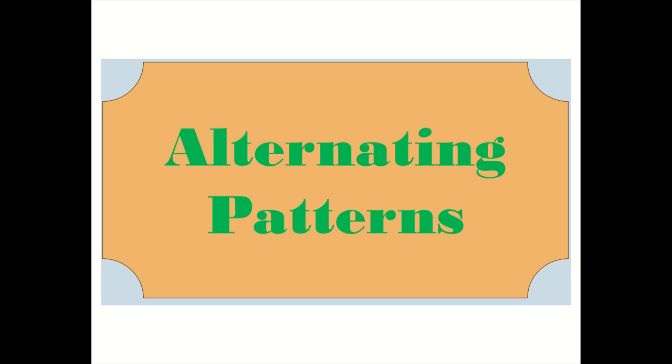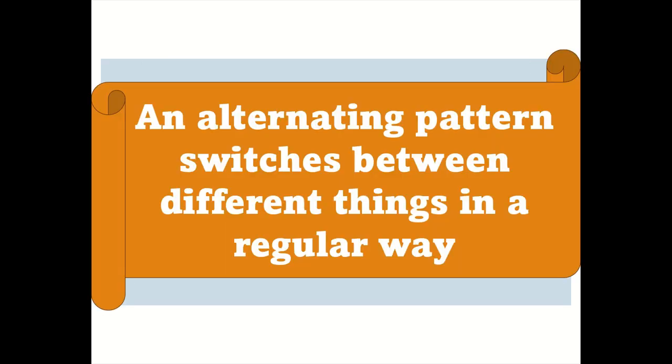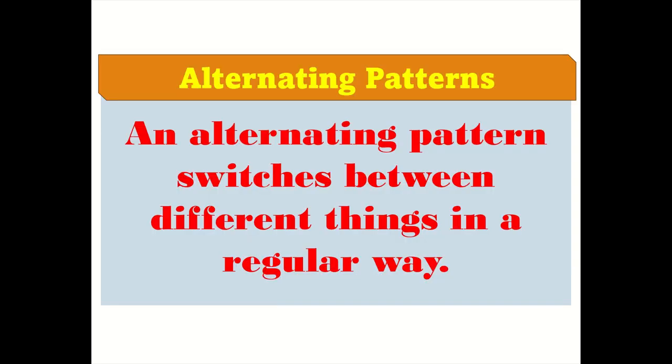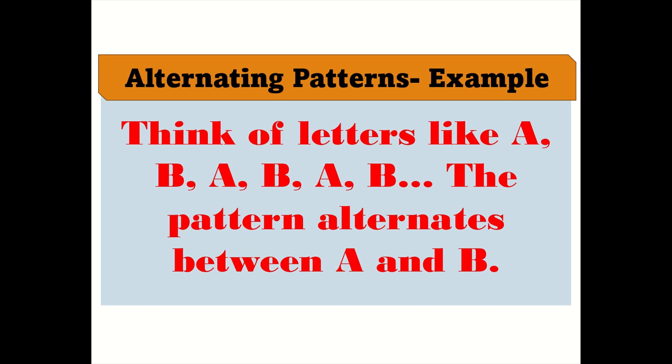Alternating patterns. An alternating pattern switches between different things in a regular way. Alternating patterns example. Think of letters like A, B, A, B, A, B. The pattern alternates between A and B.